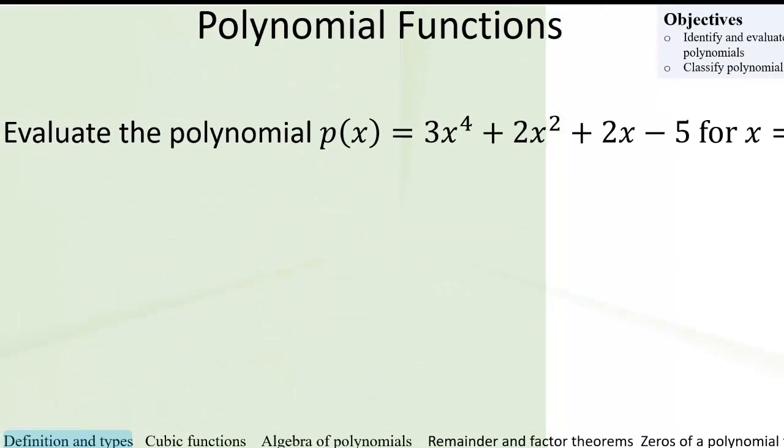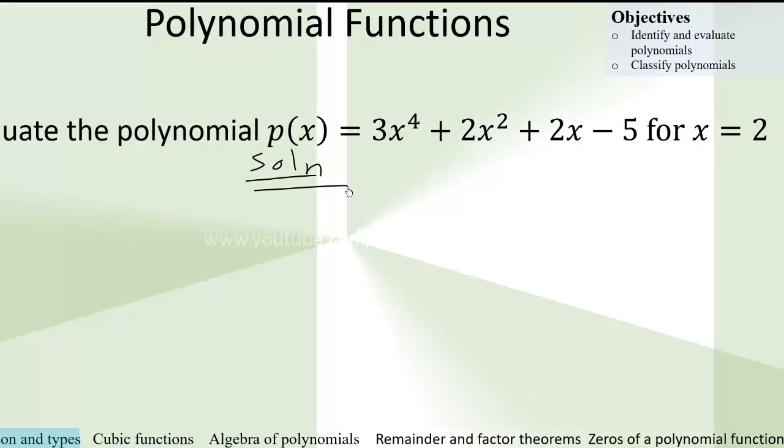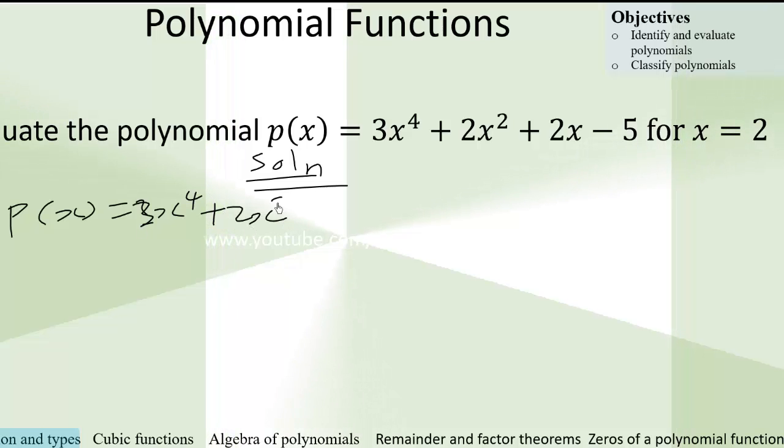Now we can evaluate polynomials as well. So let's say we want to evaluate this polynomial p of x equals 3x exponent 4 plus 2x squared plus 2x minus 5 for x equal 2. So wherever we see x, we put 2. So we have p of x equals 3x exponent 4 plus 2x squared plus 2x minus 5.